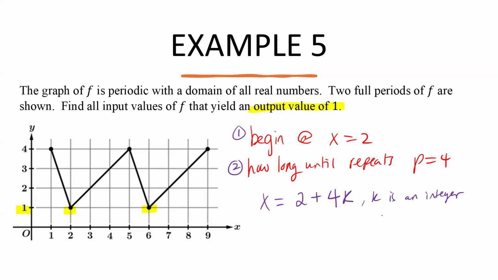How do we feel about being able to write where the pattern continues? 2 simple steps. Where did you begin? And how long did it take for you to get that value again? Like what's the period? How long will it take for your output? Remember when we're talking about output, we're looking at our Y's.